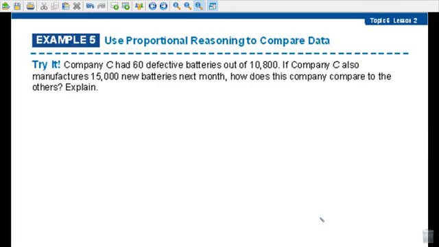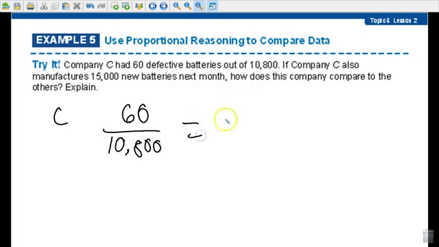So now company C had 60 defective batteries out of 10,800. So let's do company C now. Company C has 60 defective out of the 10,800 that they made last month. And next month, they will have C defective batteries over 15,000. All right, go ahead, work it out.